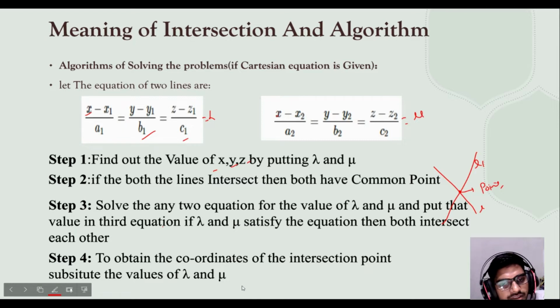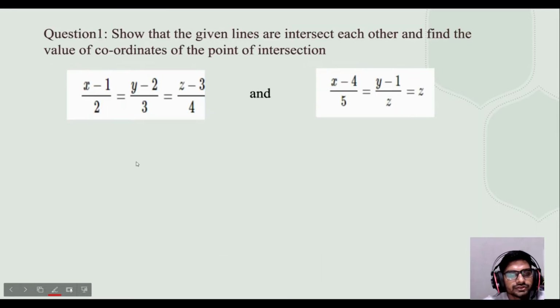So let's start with an example and then talk about the things. Let's start with the question. What is our step number one?